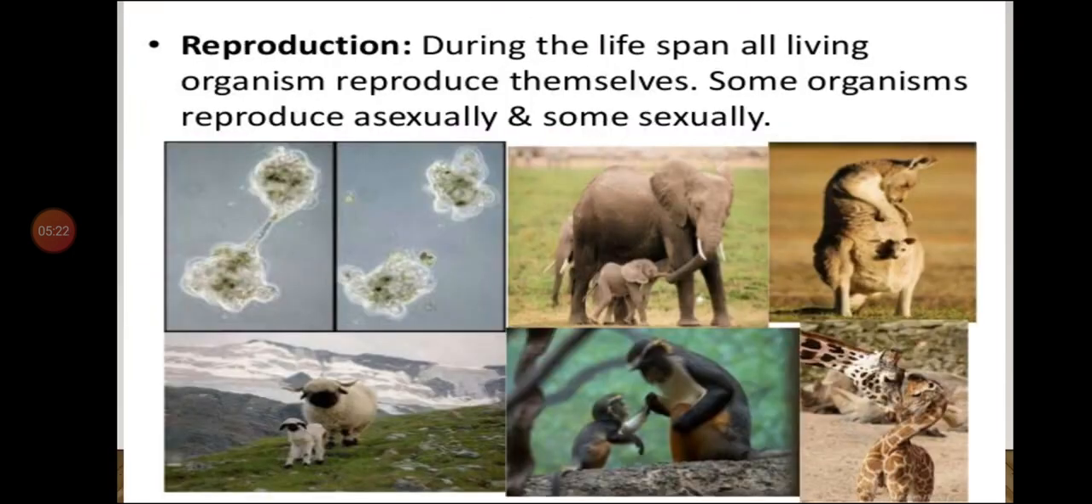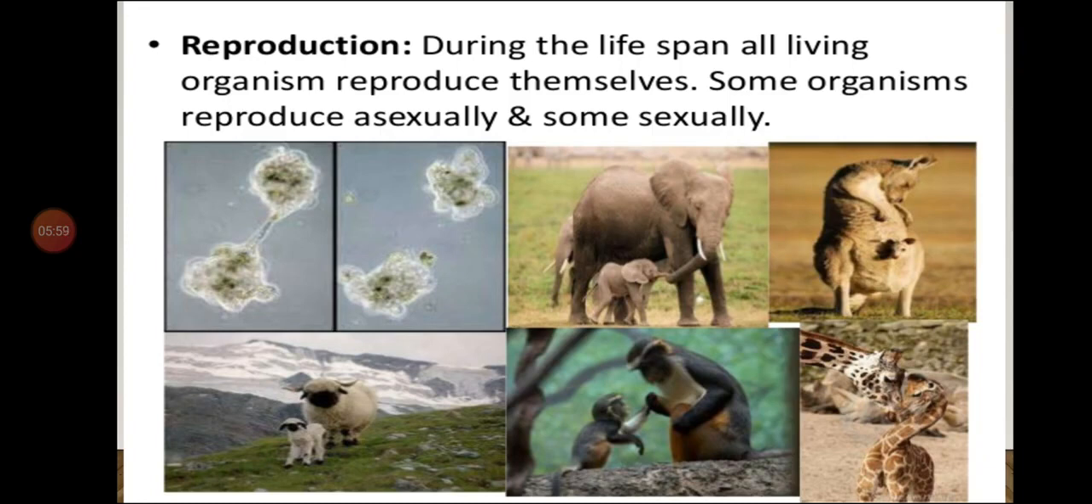Next characteristic is reproduction. During the lifespan, all living organisms reproduce themselves. A dog will produce a dog, a cat will produce a cat, a human being will produce a human being, a monkey will produce a monkey, and these living organisms reproduce asexually or sexually. So this is also one of the important characteristics of a living organism.